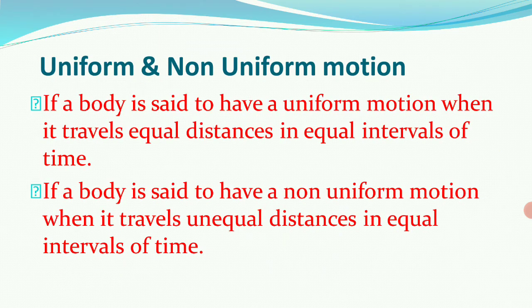Similarly, we have uniform motion and non-uniform motion. A body is said to have uniform motion when it travels equal distances in equal intervals of time, and non-uniform motion when it travels unequal distances in equal intervals of time. As we have done with speed, in the same way, a body has uniform motion when it travels equal distance in equal intervals of time, and non-uniform motion when it travels unequal distance in equal intervals of time.